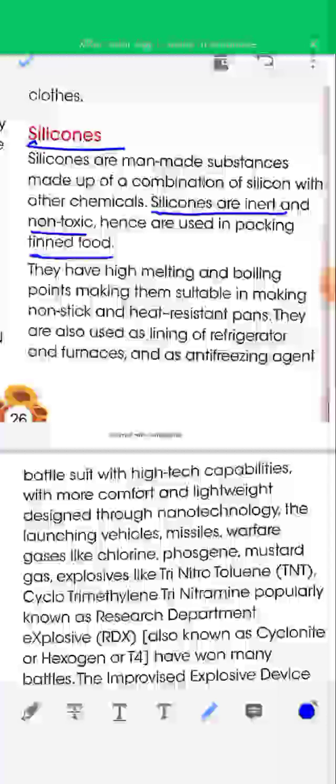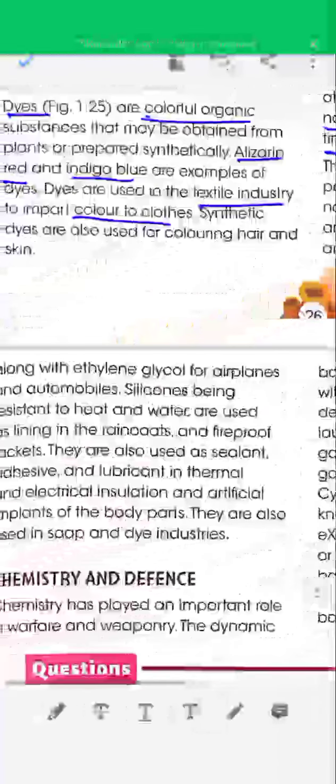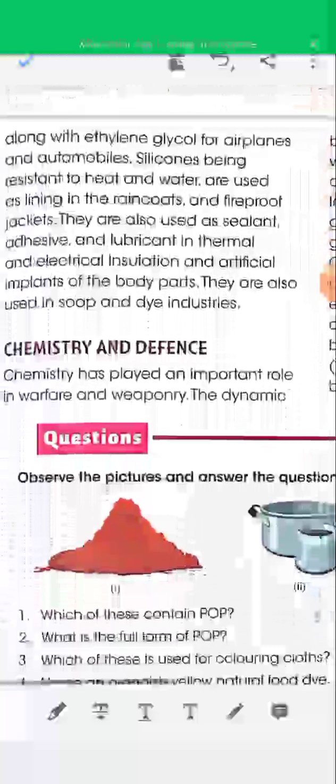Now, the characteristics of silicones: they are inert and non-toxic, and they have high melting and boiling points, making them suitable for making non-stick and heat-resistant pans. They are also used as lining of refrigerators and furnaces, and as an anti-freezing agent. These are some common uses of silicone you have to remember.